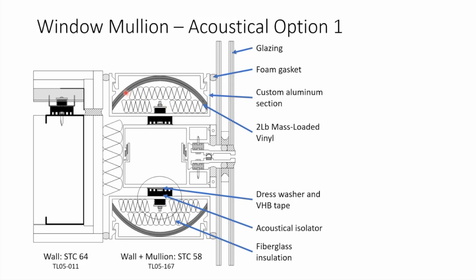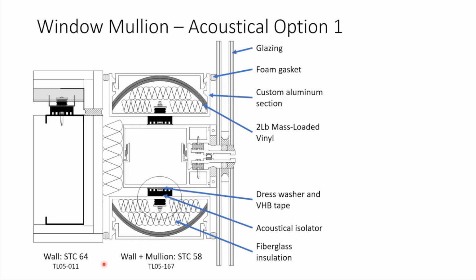So you have some sort of custom aluminum section, some mass loaded vinyl in it to add your mass. Then you have an acoustic isolator. They can either be screwed into your mullion. Usually people balk at that. It can also be attached with a dress washer and some VHB tape. And then you have this here.